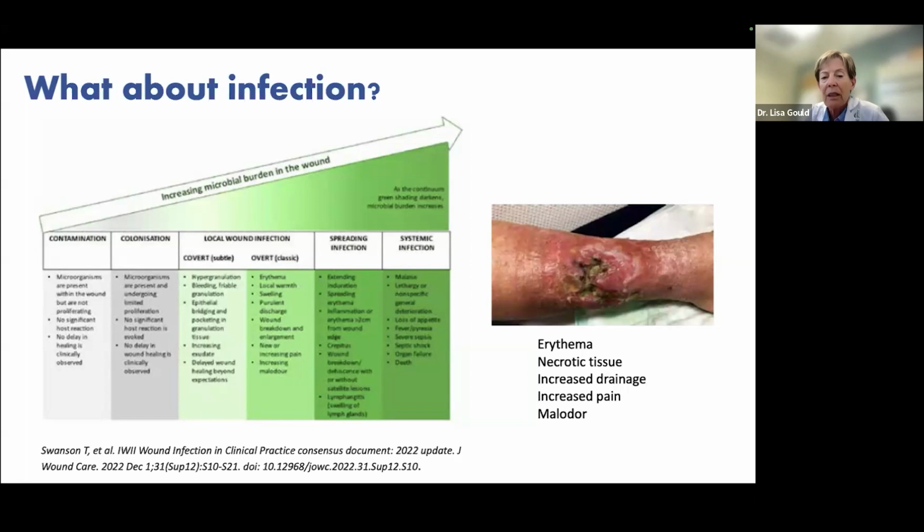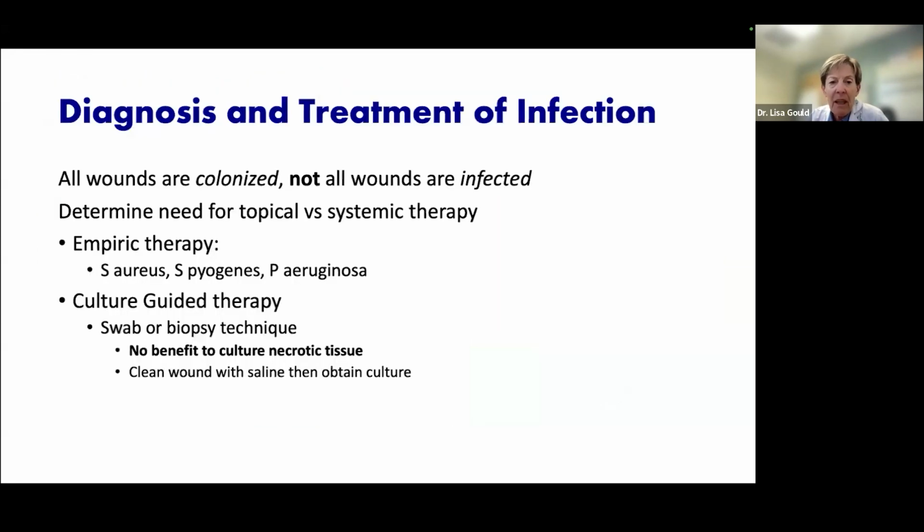Otherwise, it's just the wound and the inflammation related to the wound. Obviously, if there's lymphangitis, or the patient has systemic signs and symptoms, they warrant systemic antibiotics. But we often see erythema, necrotic tissue, but then as you start to get increased drainage, increased pain and malodor, that's a wound infection. So again, all wounds are colonized, not all wounds are infected, and somehow we have to decide whether they need topical or systemic therapy.